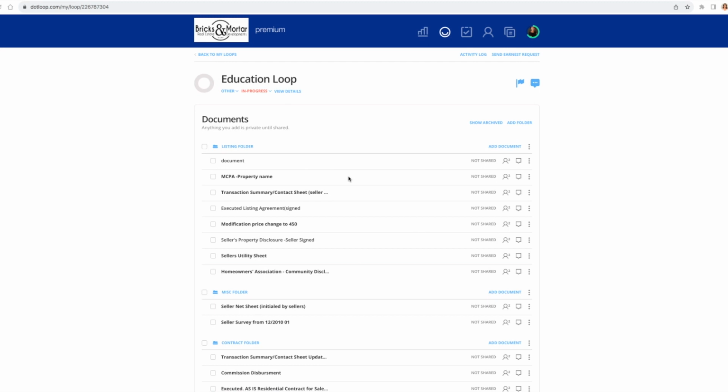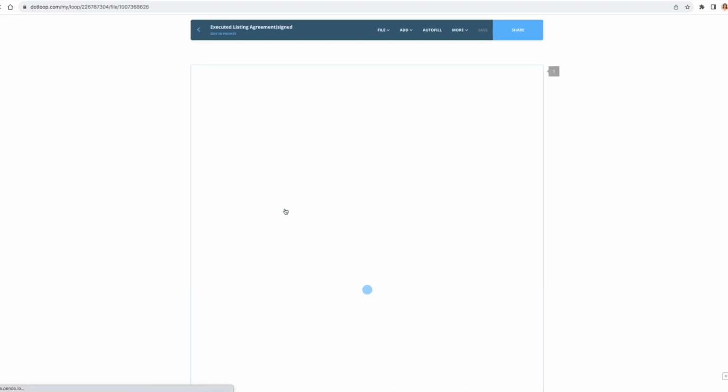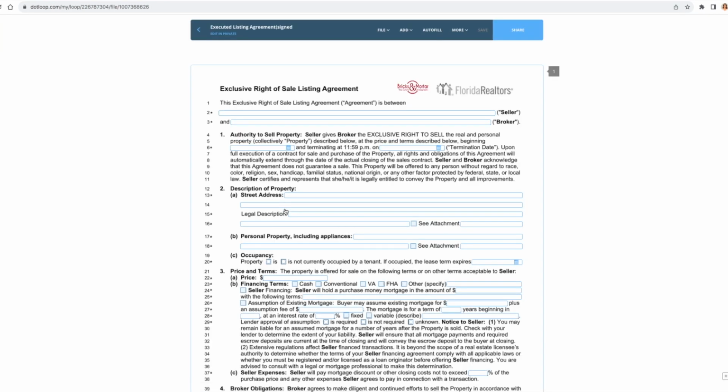Okay, so we're just going to go over how to fill out a listing agreement. You're going to load your listing agreement and it's going to be fillable. If you notice on the left side of your agreement, there are numbers for each line and there are asterisks. The asterisks obviously indicate that this is a required or highly recommended field that needs to be completed to make this completely legal and fully executed.